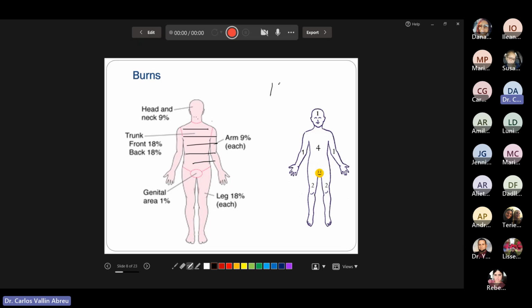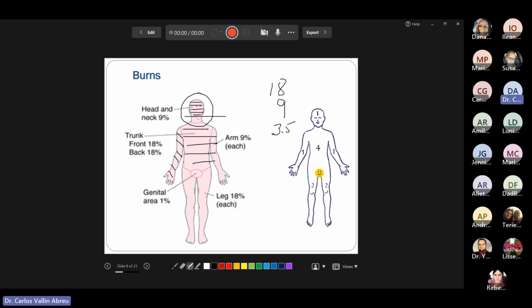So you say, okay, this is 18. And a burn of all the right upper extremity. You say, okay, it is 9. And a burn of all the anterior part of the head, but not the neck. So you need to add 3.5. Because if they say not the neck, you need to use this separation between head and neck, in which head is 7 and neck is 2.